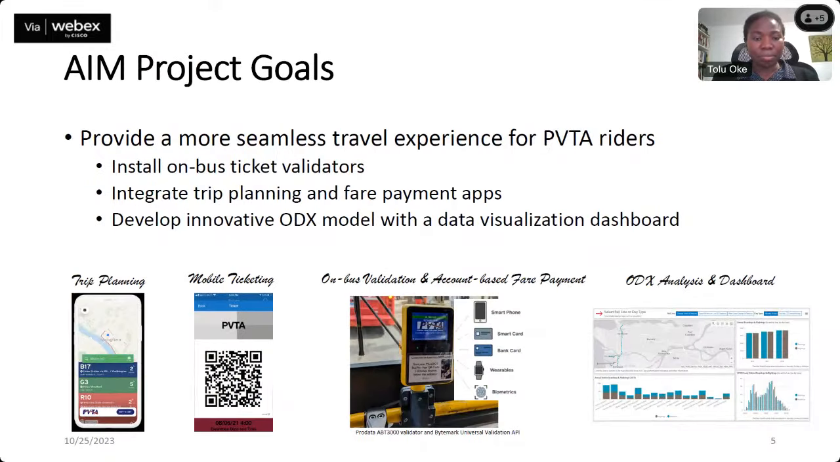Next slide, please. The goal of PVTA's project was to provide a more seamless travel experience for PVTA riders. We wanted to install on-bus ticket validators and integrate trip planning and fare payment apps, which at that point, we used Transit app for trip planning and our riders used a different app for fare payment. And we wanted to integrate those two apps. And lastly, to develop an innovative origin destination transfer model with a build out of a data visualization dashboard. Now going to more details specifically on the ODX piece of this and the dashboard.